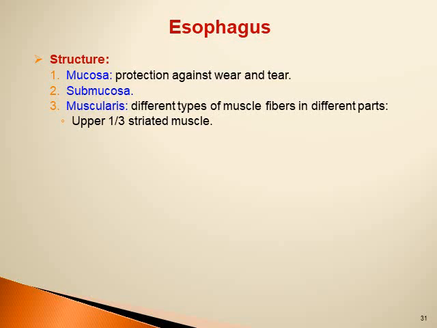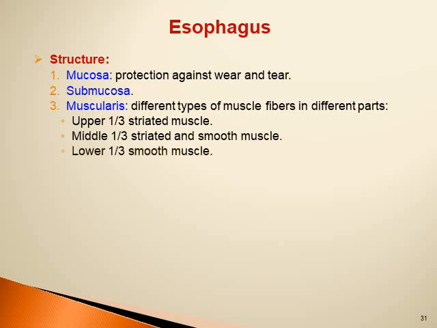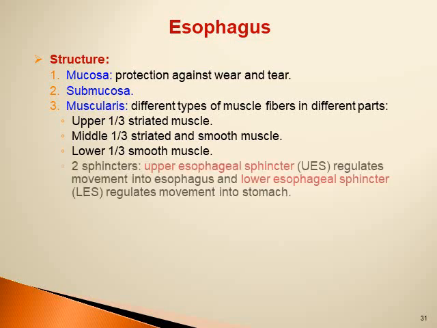The upper third contains only striated muscles, the middle third a mixture of striated and smooth muscles, and the lower third smooth muscles. Please don't make the common mistake and don't say the upper third is composed of skeletal muscles. Skeletal muscle means the muscle attached to bone. Esophageal muscles do not attach to bone, but they have only a striated appearance under the microscope that's similar to skeletal muscles. So the correct term to be used for the muscles in the upper and middle third of the esophagus is striated muscle fibers.